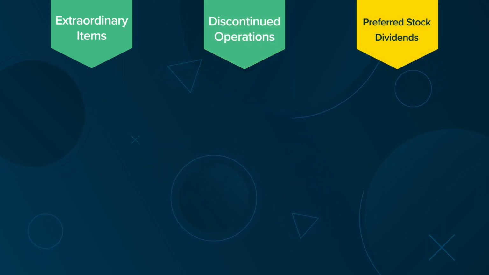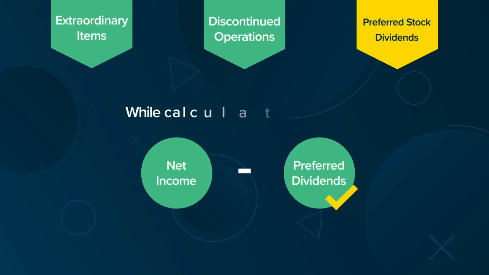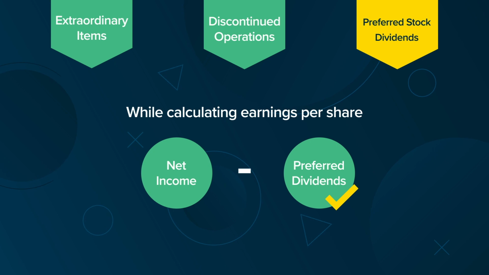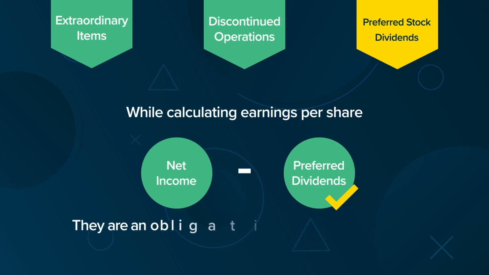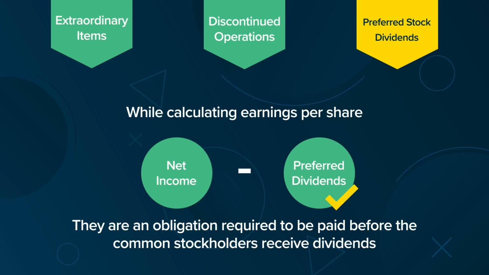Preferred stock dividends. While preferred dividends are not typically deducted from net income, they typically are when calculating earnings per share. This is because, like debt, they are an obligation required to be paid before the common stockholders receive dividends.